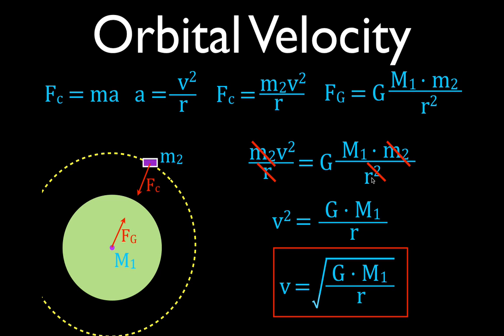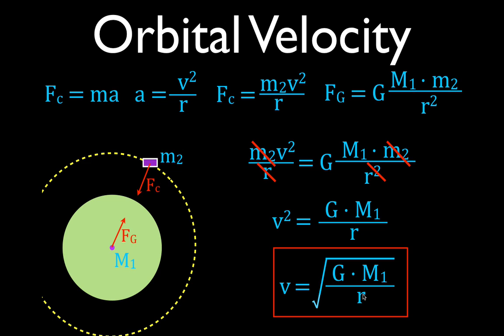Now I want to point out, because it's very interesting, that the mass of the orbiting object is not in the equation. That means the velocity of the object is not dependent on its mass. The velocity of the object is only dependent upon the mass of the central object and the distance that the object is away from the center of mass of that central object.